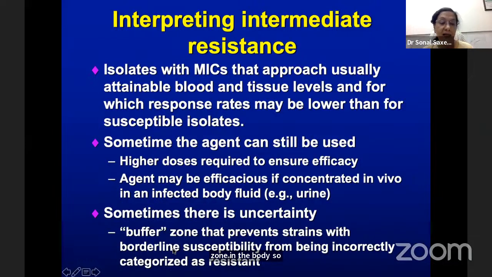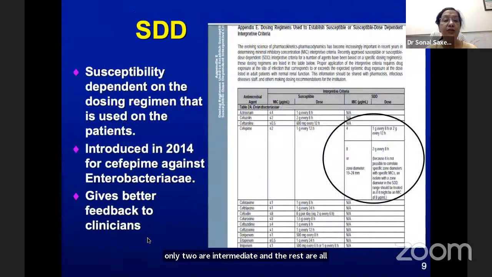And technically, it is a buffer zone, which prevents strains with borderline susceptibility from being incorrectly categorized. Sometimes you land up with a situation that only two are intermediate and the rest are all resistant, and you want to give some option to the clinician saying that okay, you can use this drug.